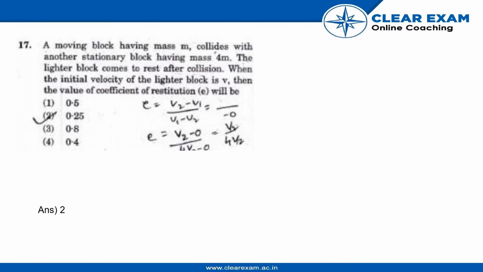Hello everyone, let's solve question number 17 here. The question states, a moving block having mass m collides with another stationary object having mass 4m. The lighter block comes to rest, that is, the final velocity is equal to 0 after collision, where the initial velocity of the lighter block is v. Then the value of the coefficient of restitution will be? Let's solve the question.